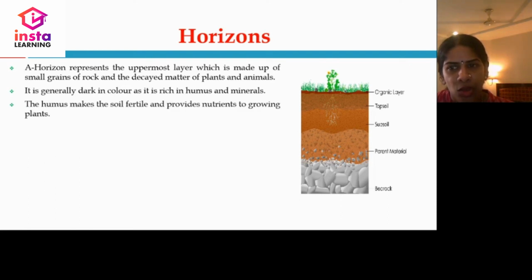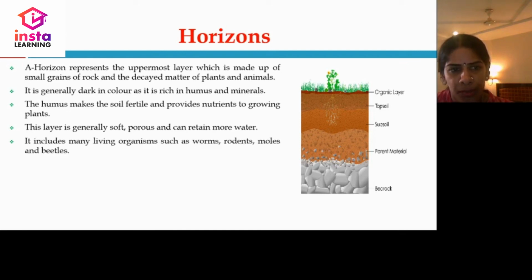The humus makes the soil fertile and provides nutrients to the growing plants. This layer is generally soft, porous and can retain more water. It includes many living organisms such as worms, rodents, moles and beetles.